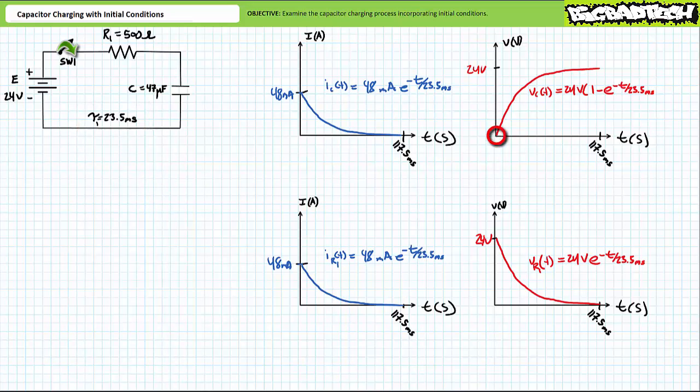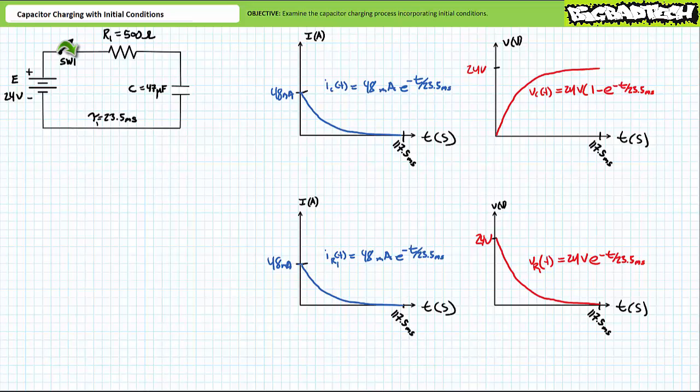When VI, the initial voltage of the capacitor, was assumed to be 0 volts, we observed the following properties. Current through the capacitor as a function of time, IC of t, during the charging process was 48 milliamperes times e to the negative t over 23.5 milliseconds. Current through the capacitor experienced an initial surge of 48 milliamperes and decayed to 0 over 5 time constants, or 117.5 milliseconds.